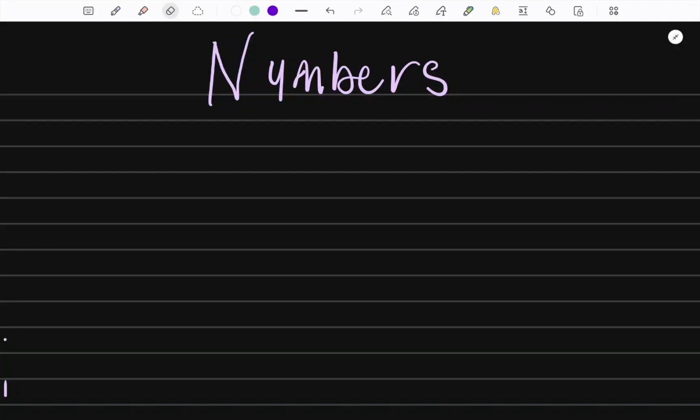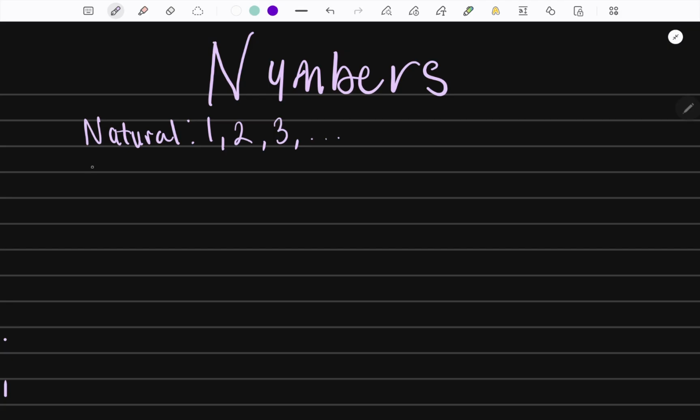Hello everyone. Today we're going to get started with the basics, which are numbers. With numbers, there are several different categories we classify numbers by. The first one we have is natural numbers. Natural numbers are 1, 2, 3, and so on, starting at 1 until the highest number you can count.